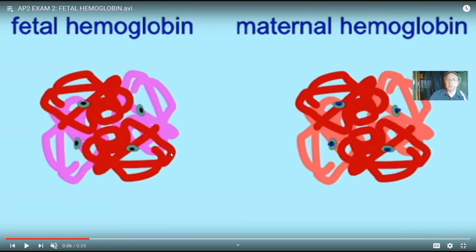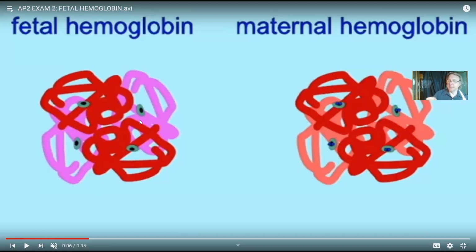Well, one of the tricks is that fetal hemoglobin is different than maternal hemoglobin. Maternal hemoglobin has alpha and beta chains, whereas fetal hemoglobin has alpha and gamma chains. It doesn't interact with this other molecule called BPG all that much, and so as a result, it binds oxygen more tightly. It has a different chain. It doesn't interact with BPG. It binds oxygen more tightly.